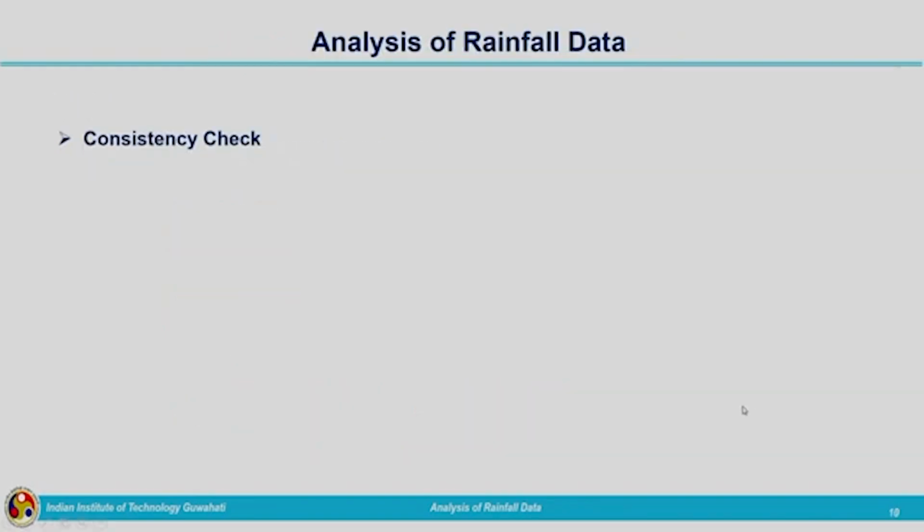Now, the second check is regarding the consistency check. Two checks we need to do, that is the missing value check and also the consistency check. We need to check whether the data which we have collected is consistent or not. For the consistency check, we will be making use of the mass curve method. We know what is meant by mass curve.